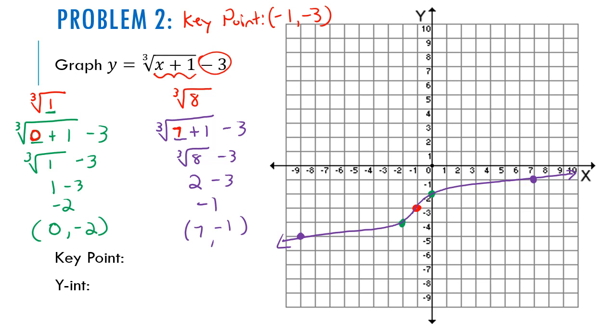It's asking a few things here. Key point, we already know what the key point is. We wrote it up top. The y-intercept happens to be at 0, -2. Just reviewing some old key features, but just with cube root graphs.